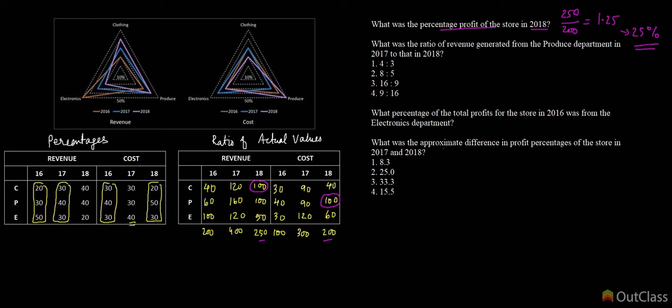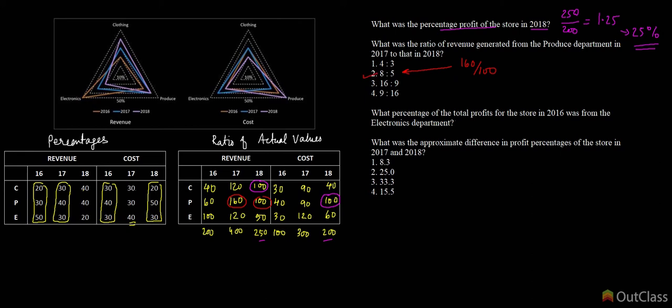Second question, what is the ratio of revenue generated from produce in 2017 and 2018? Produce revenue in 2017 and 2018, the ratio is 160 is to 100, which is the same as 8 is to 5.